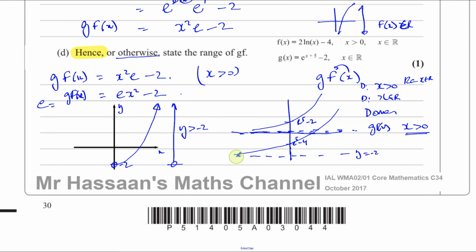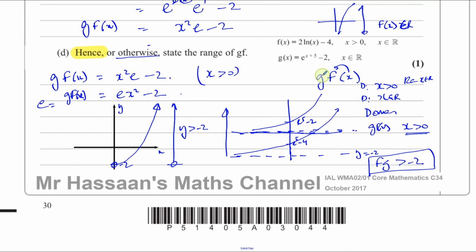And we can see that this is an asymptote, y equals minus 2. So this graph will always be above y equals minus 2. So we can see from here that the range of f of g is going to be greater than minus 2, not equal to it, because that's an asymptote. So this is the other way of doing it, where you consider the output of f of x and you think about what happens when that goes into g of x.